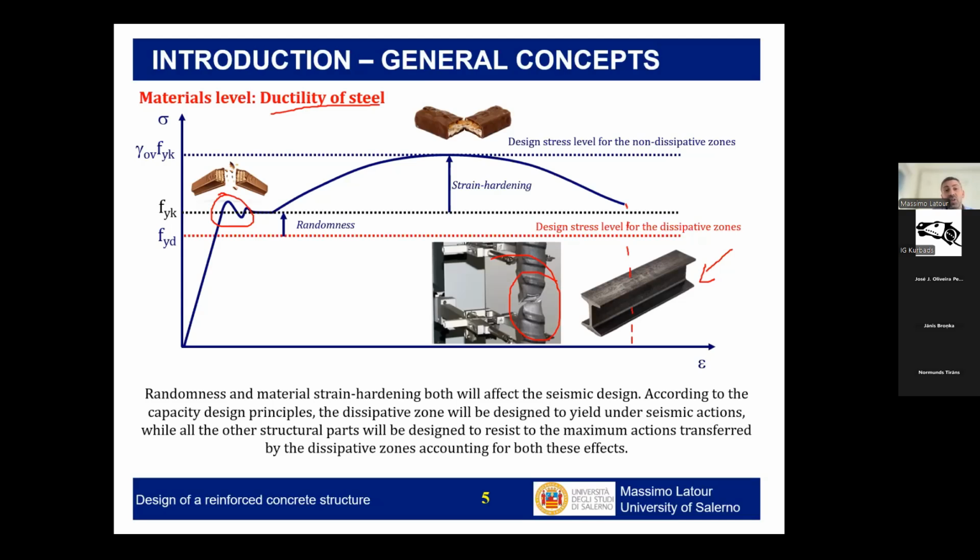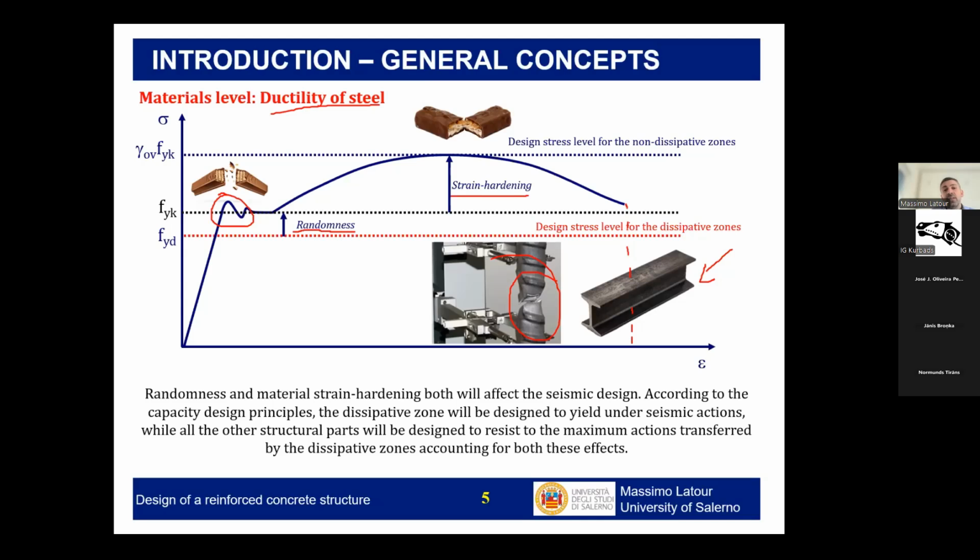When we have to design a structure to have a certain hierarchy in the elements, so for example, if we want the beams to be the weakest element of the structure compared to the columns, we have to remember that to design the elements, it will be needed to make proper consideration for these two factors that we see here, the randomness and the strain hardening. What do I mean by this?